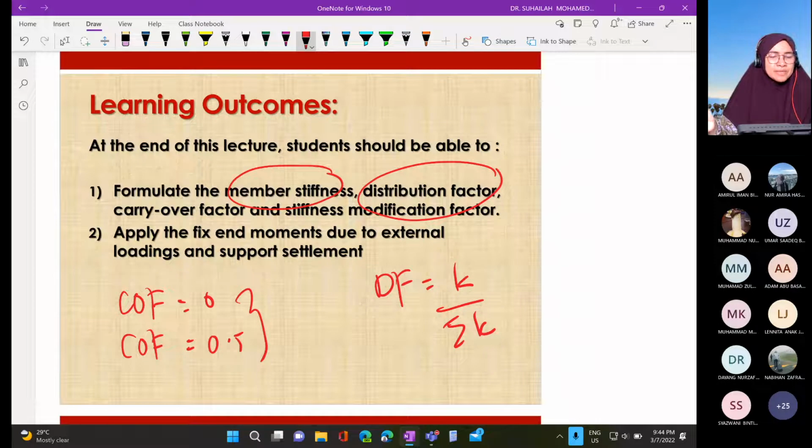Okay, number 2, apply fixed end moment due to external loading and support settlement.